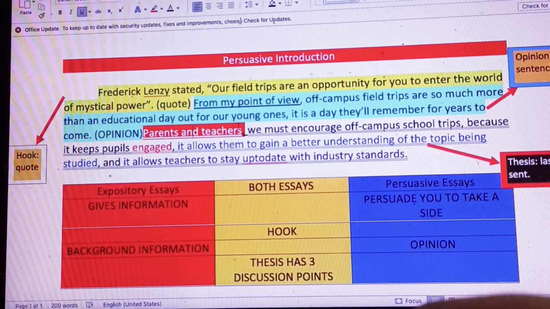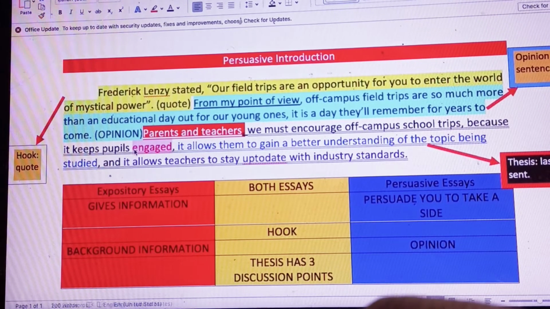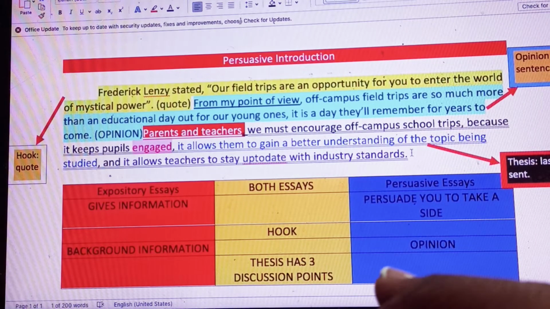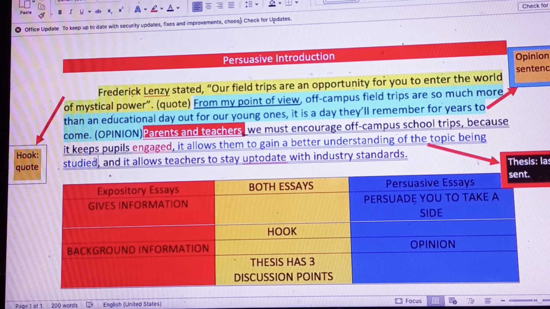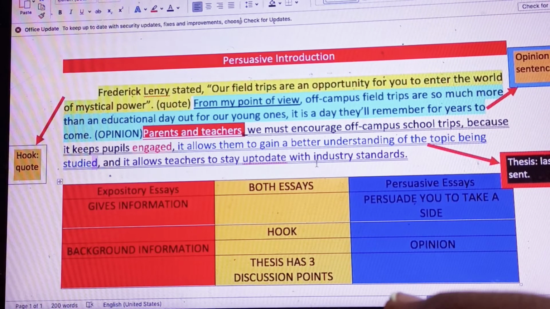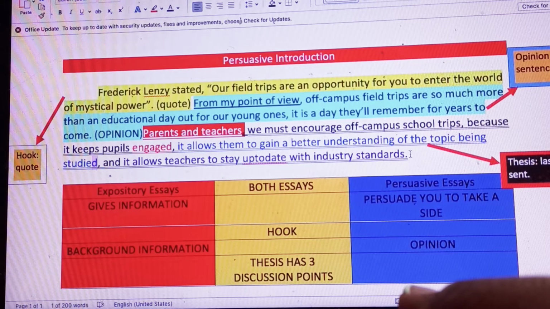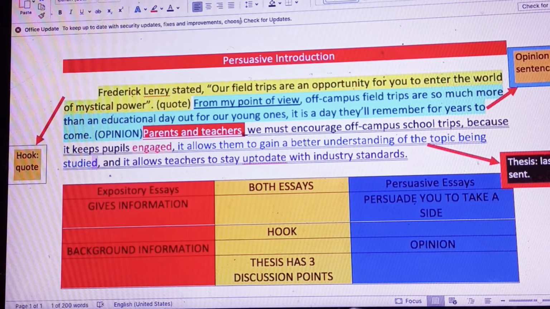Then the student continues, we must encourage off-campus school trips because it keeps pupils engaged. That would be our body paragraph 1. It allows them to gain a better understanding of the topic being studied. That would be body paragraph 2. And finally, it allows teachers to stay up to date with industry standards. That would be body paragraph 3. So in the thesis, our discussion points are included. So this is how we will write a persuasive introduction.